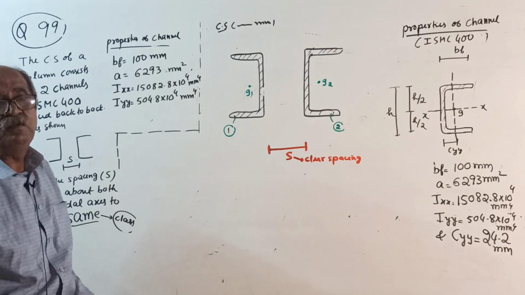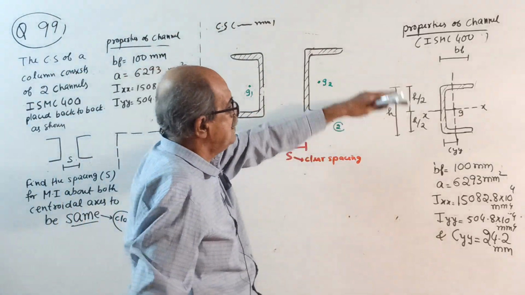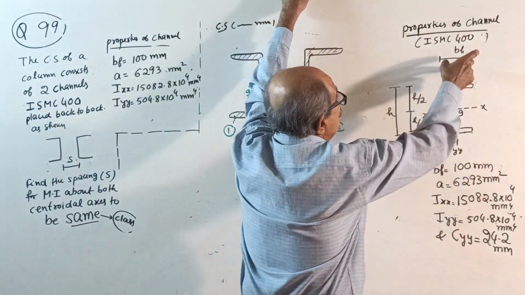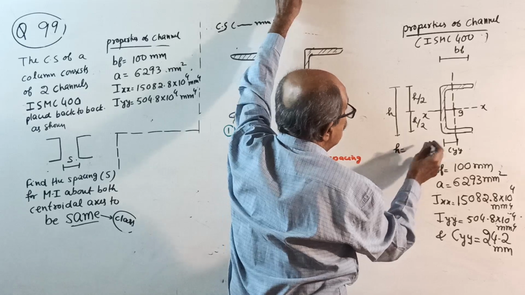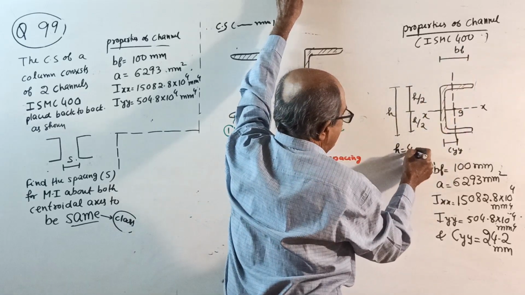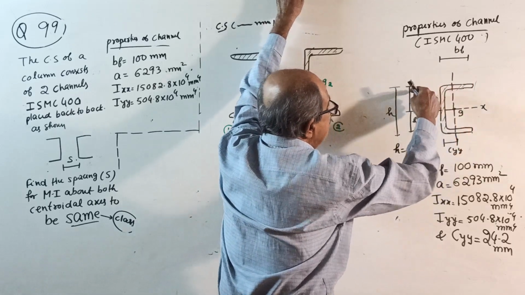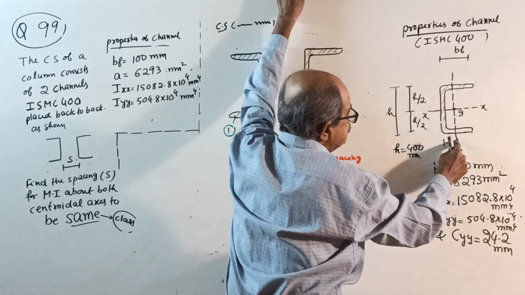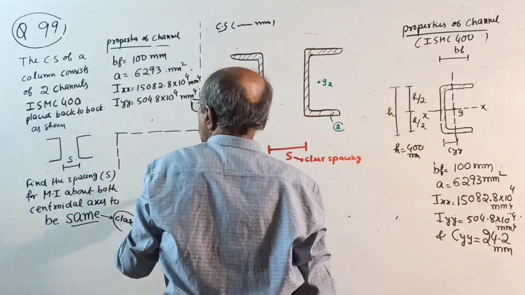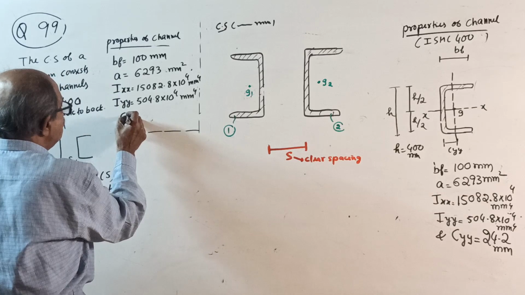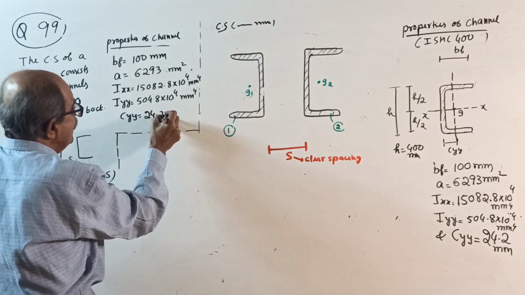The class already explained what is going on. The properties are given in the question. Write the properties. Breadth of flange, depth of section H equal to 400 millimeter. Then the centroid is here, midway, but this way it is called CYY. The centroidal distance CYY equal to 24.2 millimeter is given in the question. Otherwise, you cannot solve the question.